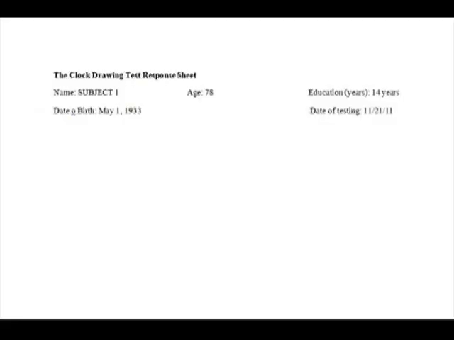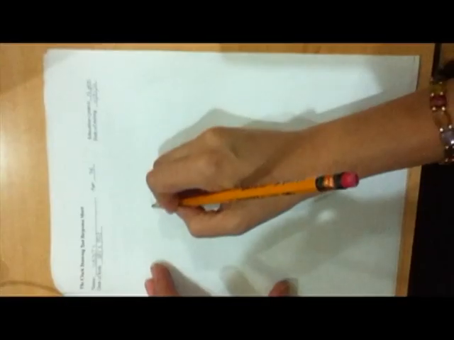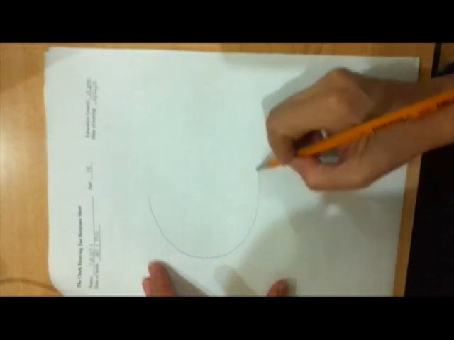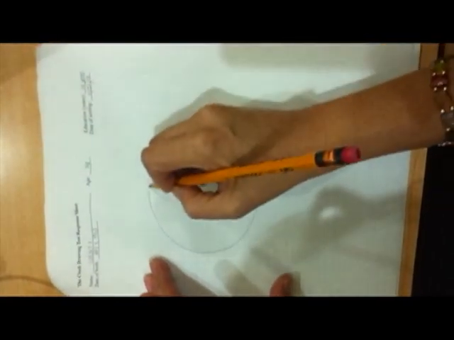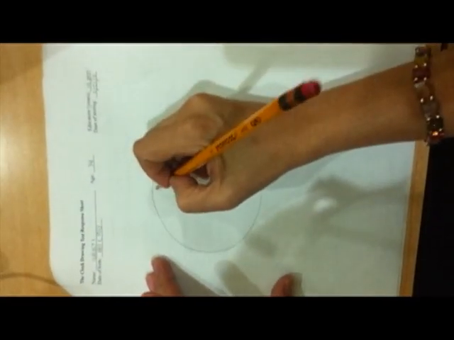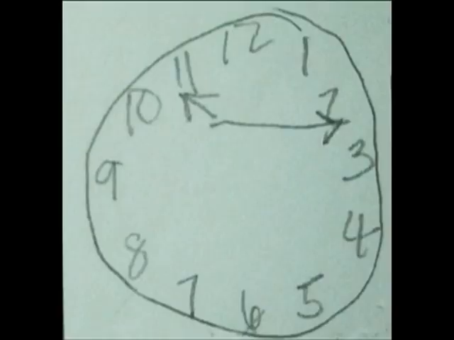Now, I am going to give you another test, which is called the clock drawing test. Draw a clock, put in all the numbers of the clock, and set the hands of the clock at 10 minutes past 11. Thank you very much, ma'am. We're done. Thank you po for your time. You're welcome.